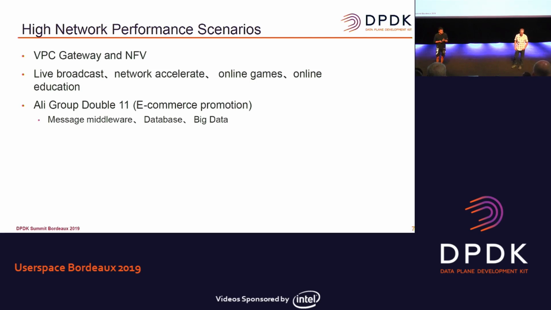Another scenario is that the video industry is booming in China today. There are a lot of startups focused on online education, short video, and live broadcast. All of these industries require very high network performance.